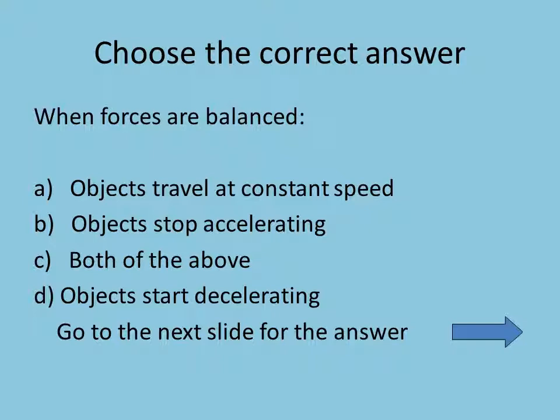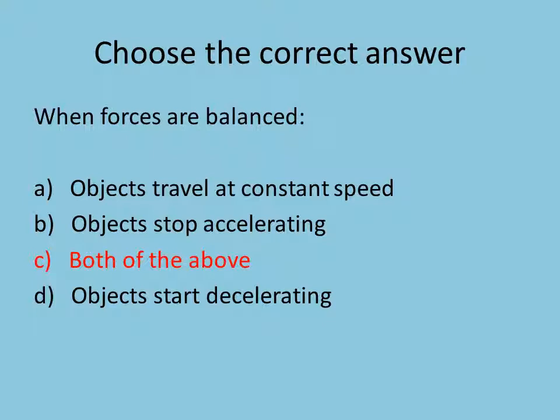When forces are balanced, A. Objects travel at a constant speed. B. Objects stop accelerating. C. Both of the above. D. Objects start decelerating. The correct answer was C, both of the above.